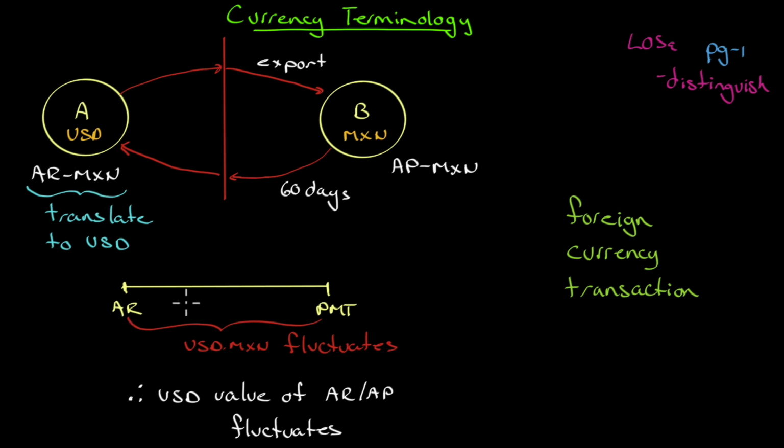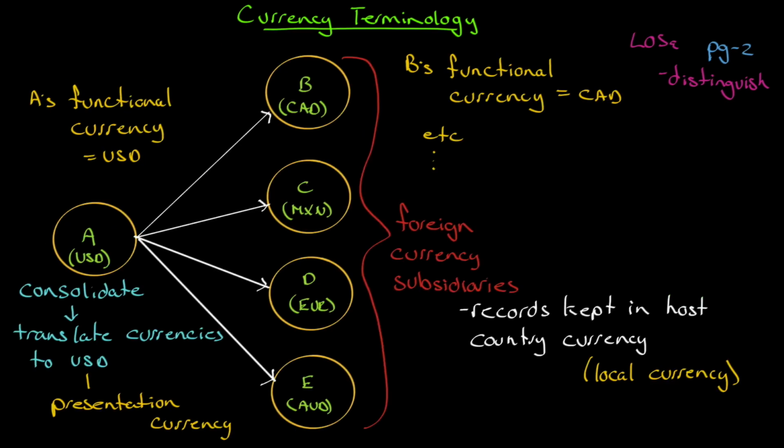So if we look at it in terms of a timeline, at one point in time we have an account receivable set up, and at some future point in time we have a payment. Because the exchange rate between the US and the Mexican currency, the USD/MXN, fluctuates, the US dollar value of any accounts receivable, or if it happened to be a payable, any AP, will also fluctuate. This is called a foreign currency transaction. So let's look at the next big topic of this chapter. We're going to spend some more time on the foreign currency transaction after we introduce our terminology here.